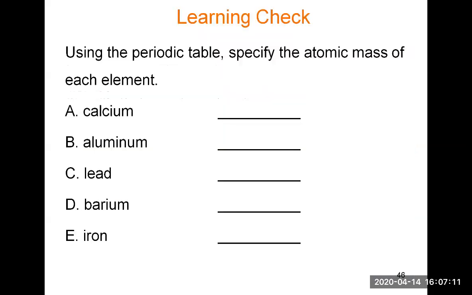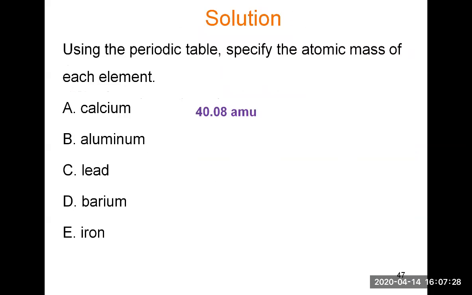So using the periodic table, fill in the atomic mass for each element. So calcium, symbol Ca, is found on the left side of the periodic table, and its atomic mass is 40.08 atomic mass unit. Aluminum, under the staircase towards the right side of the periodic table, aluminum 26.98 atomic mass unit.